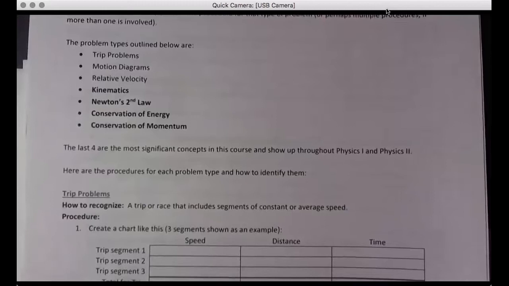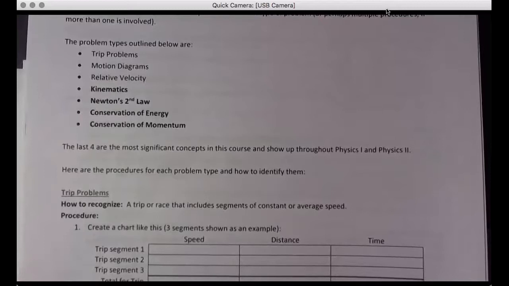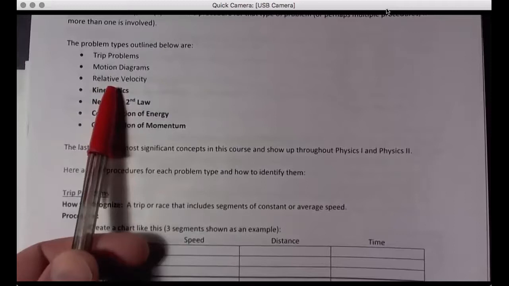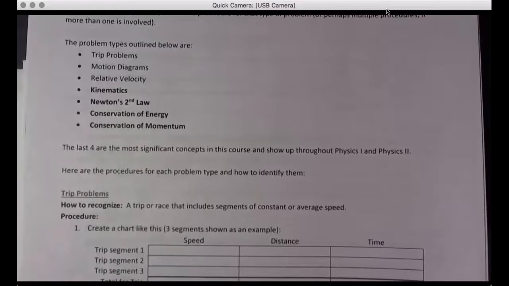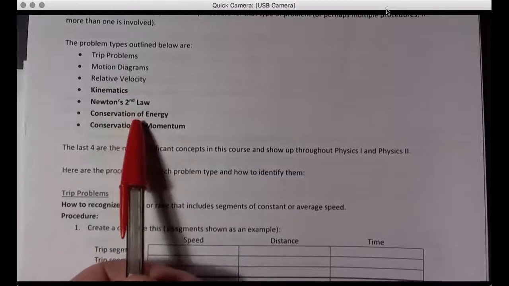Motion diagrams is more of a set of definitions altogether. And the key there is to look at which ones you're looking at. Relative velocity is a very specific type of problem. You write down that equation, figure out what's what from the statement of the problem. But the big ones here in bold are the kinematics of constant acceleration, Newton's second law, conservation of energy, conservation of momentum. Those are the big ones.